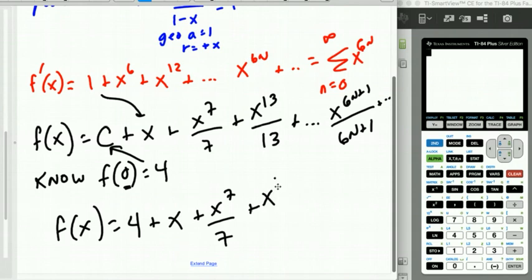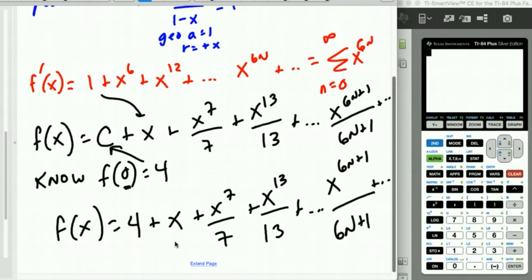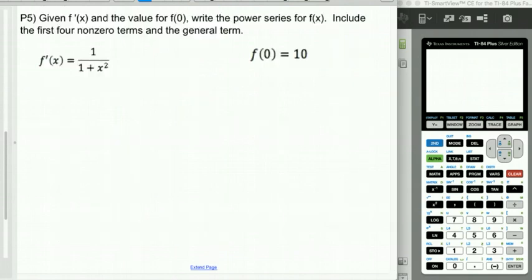I need the x to the 13th over 13 plus, and then the general term, x to the 6n plus 1 over 6n plus 1. And that's what I needed, right? 1, 2, 3, 4 non-zero terms, and then the general term. All right, try the same thing.